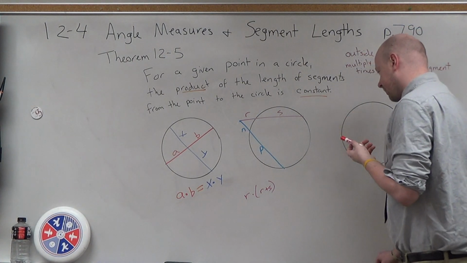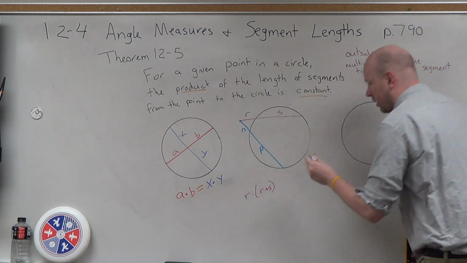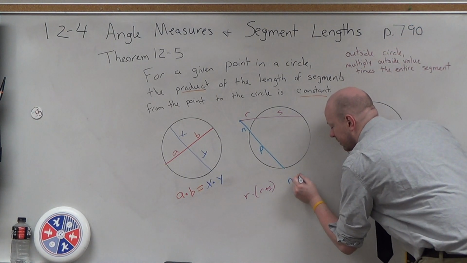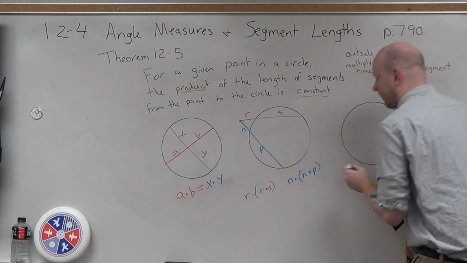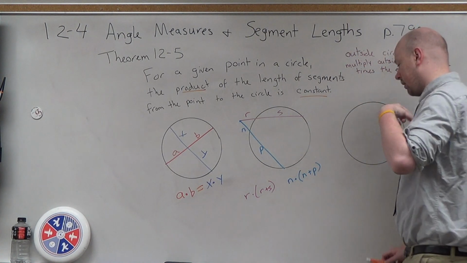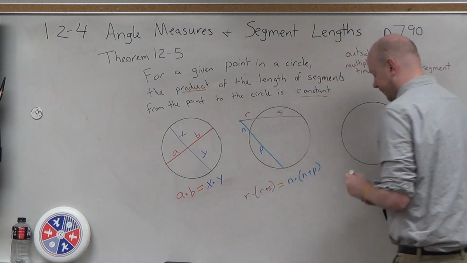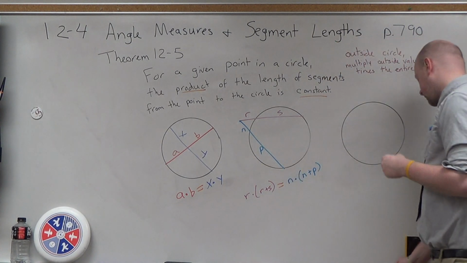For my light blue, I would get N times, well, parentheses, N plus P. And then I could just say equal.